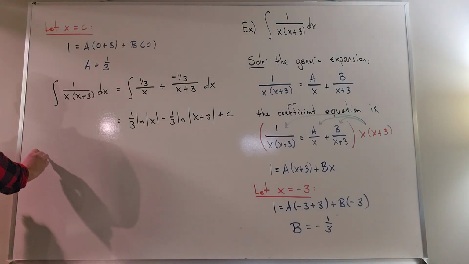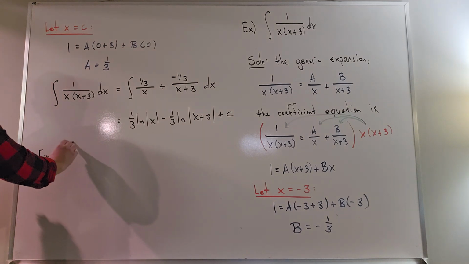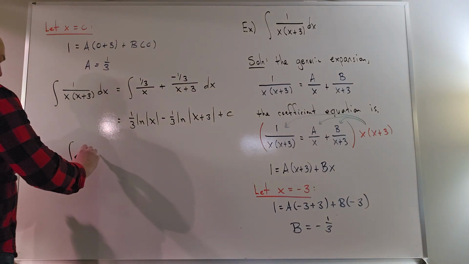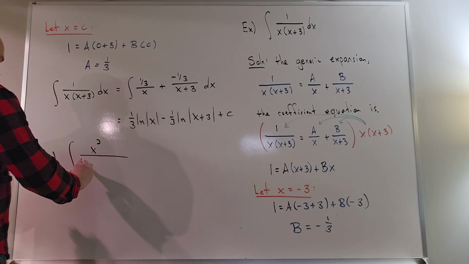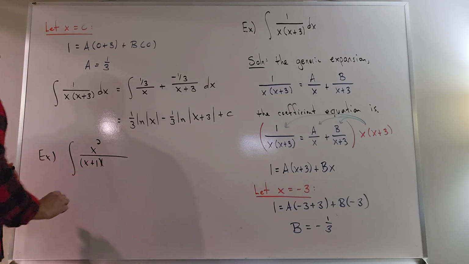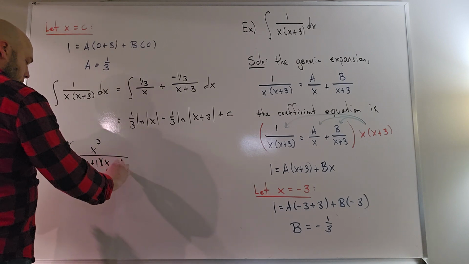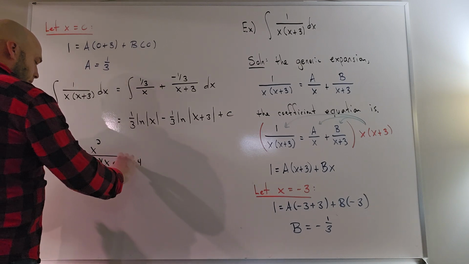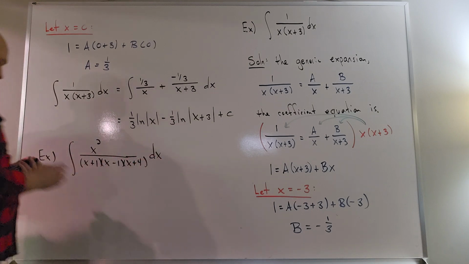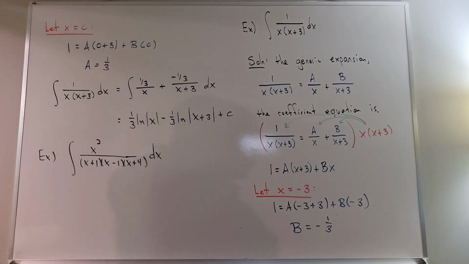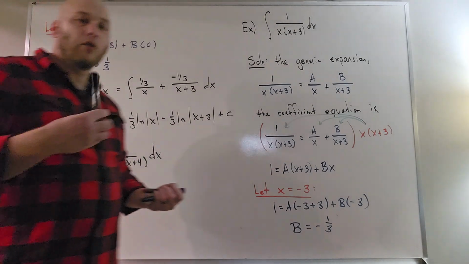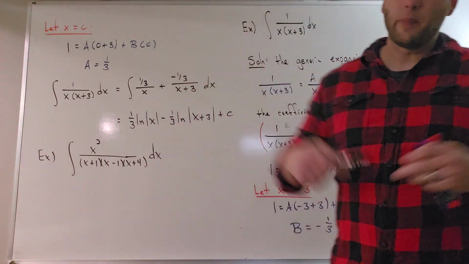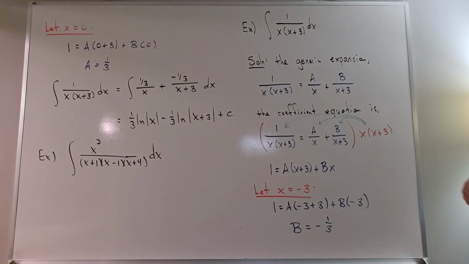For example, let's look at the integral of x squared over x plus 1, x minus 1, and x plus 4. So again, this is a proper rational function. The degree at the top is 2, degree at the bottom is 3, so therefore it's a proper rational function. Rational meaning top and bottom are polynomials. Proper because the degree on the top is smaller than the degree on the bottom.